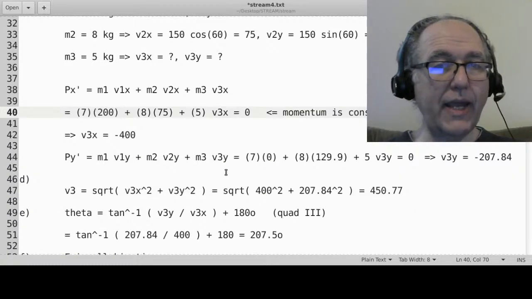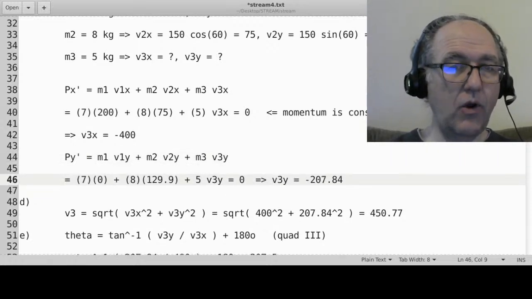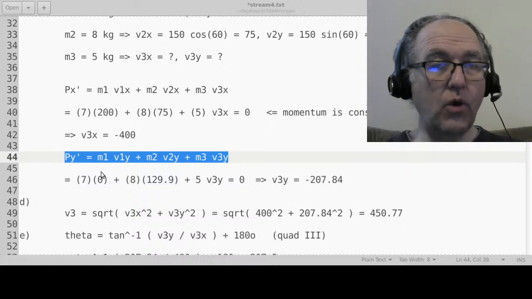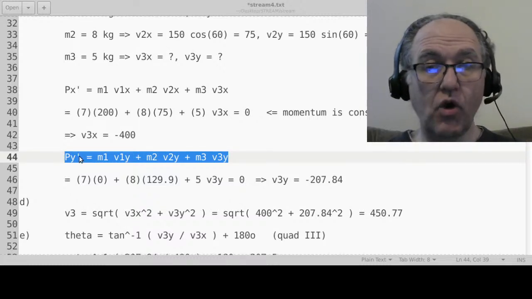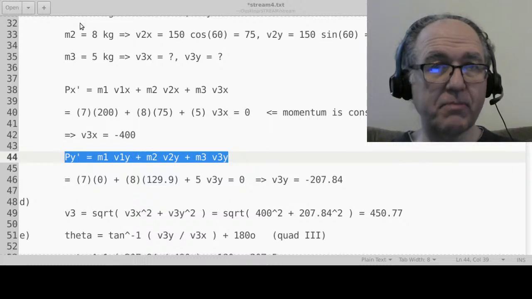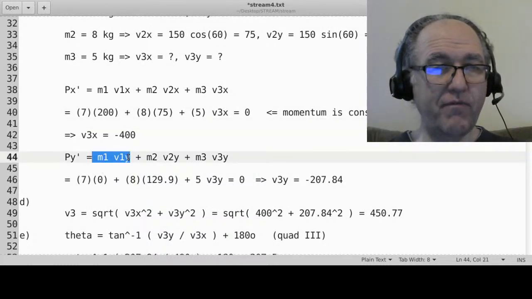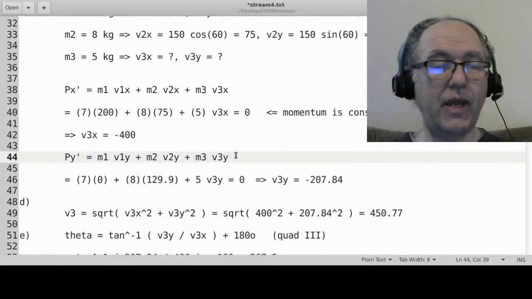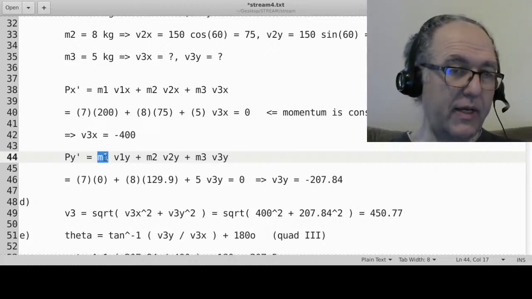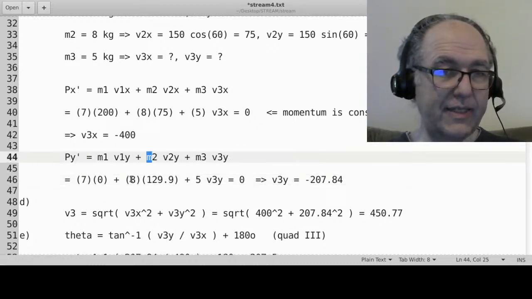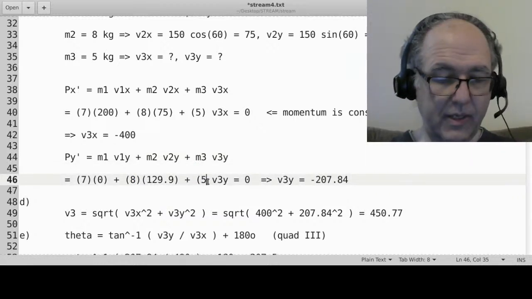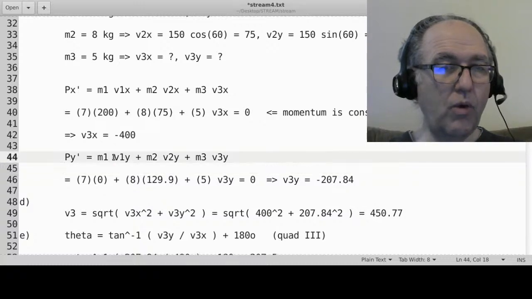And then for the y, it's the same thing again. It's the same expression, but now you just replace the x with y. So the expression for the y component of the momentum after the explosion is going to be m1 v1 y component plus m2 v2 y component plus m3 v3 y component. Substituting in the numbers, m1 is 7, m2 is 8, and m3 is 5. Put brackets around that just to be consistent. Now what about v1y?